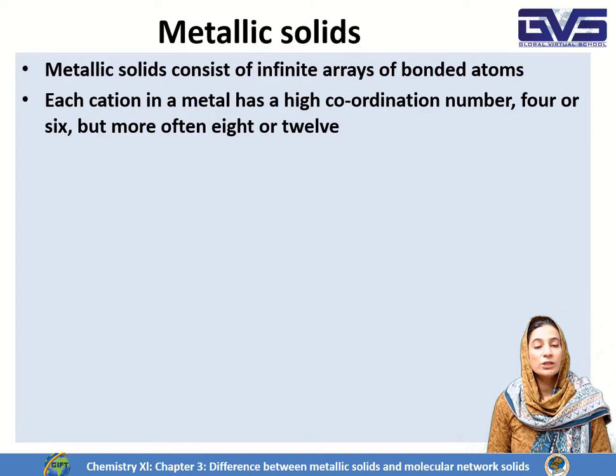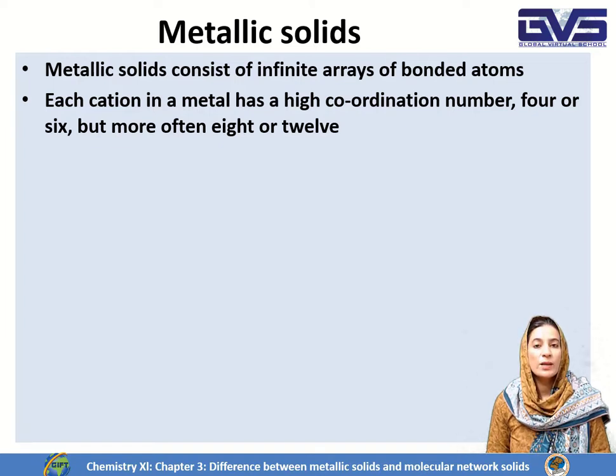And in each metallic solid, each cation, now what I am saying is cation, I'll let you know. In each metallic network solid, each cation in a metal has a high coordination number, 4 or 6, but mostly 8 or 11. Coordination number, students, is the number of partially filled atomic orbitals.